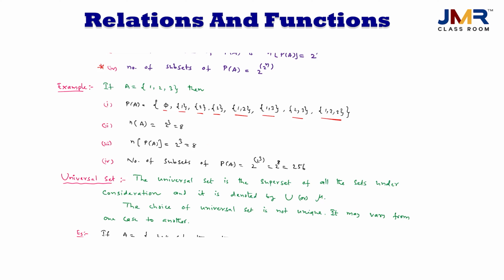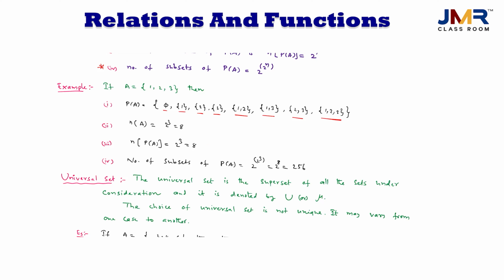So that 2 power 3. So that 2 power 8. 2 power 8 means 256. Number of subsets of power set: 2 power 8, it is 256.